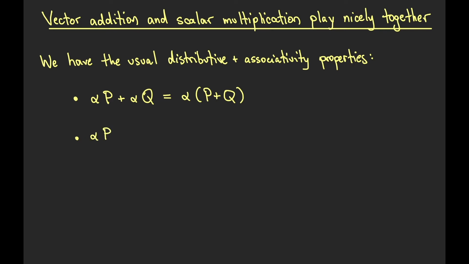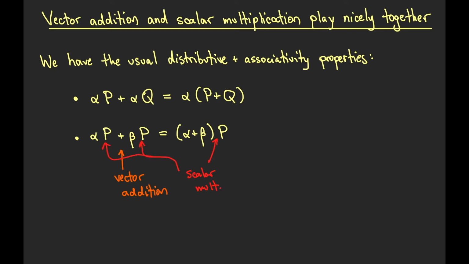Similarly, if you do alpha times P plus beta times P, it equals (alpha plus beta) times P. On the left, the notion of plus is vector addition. Scalar multiplication is happening in all 3 places. But the plus on the right is actually the addition in the usual sense of real numbers. So here we have 3 different binary operations that are all playing nicely together.